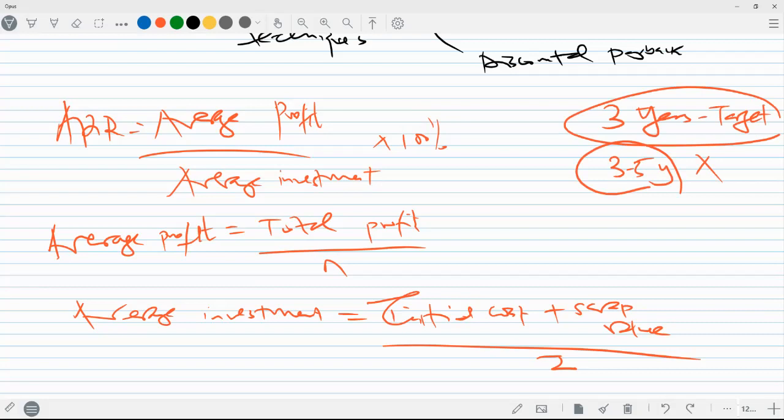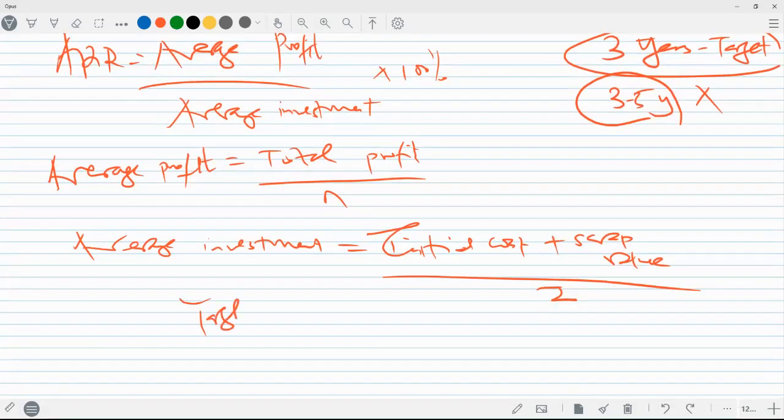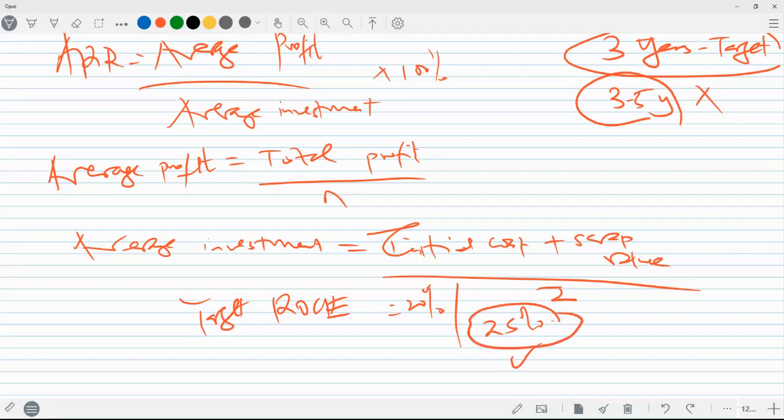Towards the ARR, same thing. We determine what the target was. The company will have a target return on capital employed. If the target is, let's say, 20%, and the investment has an ARR, or return on capital employed, of, let's say, 25%, then we accept. Why? Because the ARR of the investment, 25%, is greater than the target of 20%.